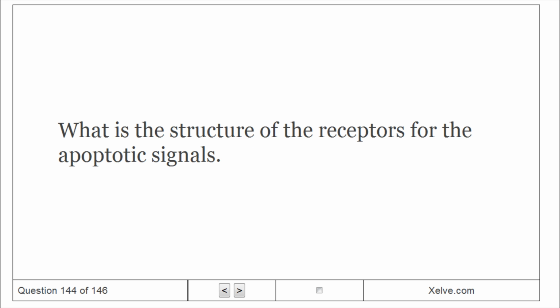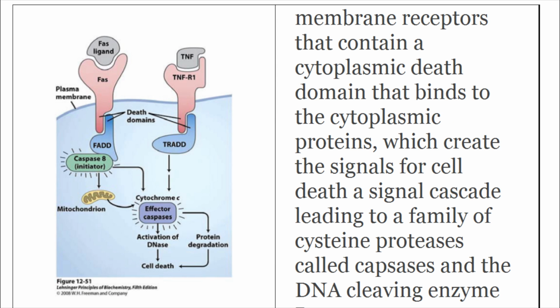What is the structure of the receptors for the apoptotic signals? Membrane receptors that contain a cytoplasmic death domain that binds to cytoplasmic proteins, which create the signals for cell death, a signal cascade leading to a family of cysteine proteases, called caspases, and the DNA-cleaving enzyme endonuclease.